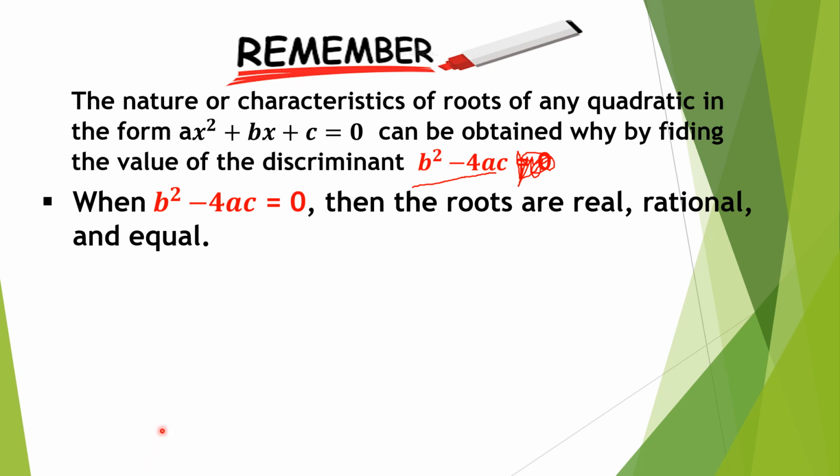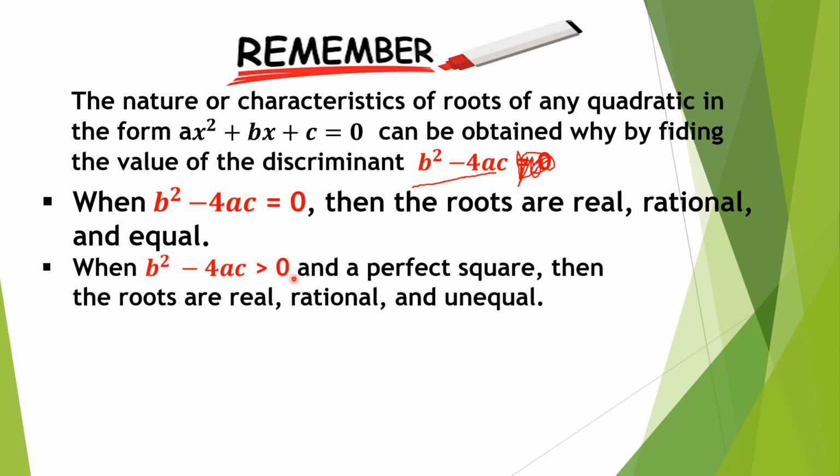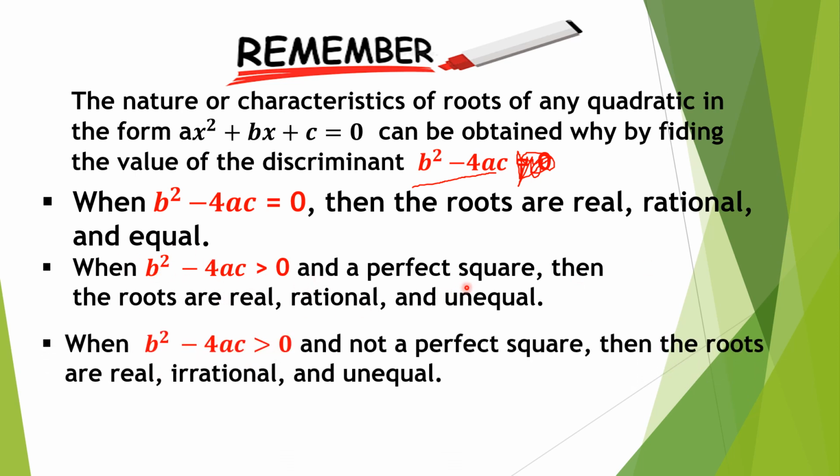And so, for the first case, when b squared minus 4ac equal to 0, the roots are real, rational, and equal. That is the condition where we'll be getting equal roots, the perfect square trinomial at the left side of the equation. Next, when b squared minus 4ac is bigger than 0 and is a perfect square, the roots are real, rational, and unequal. So here we can apply factoring. We can apply factoring in case 1 and case number 2.